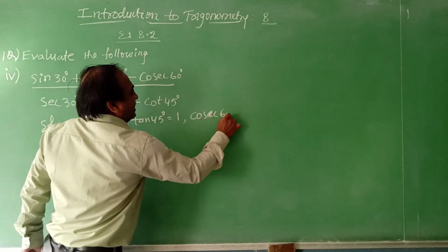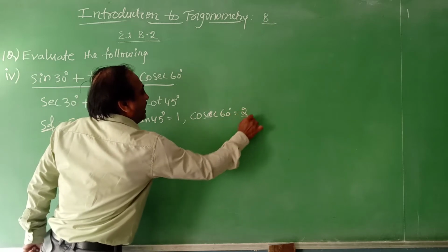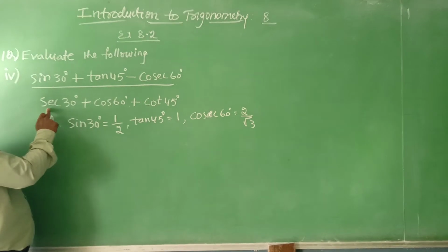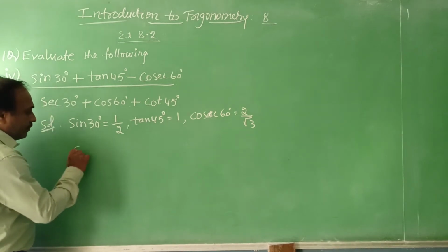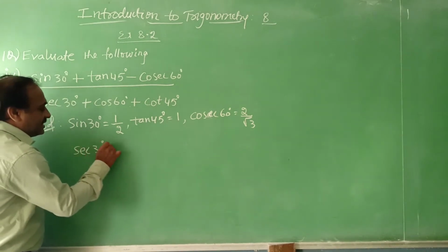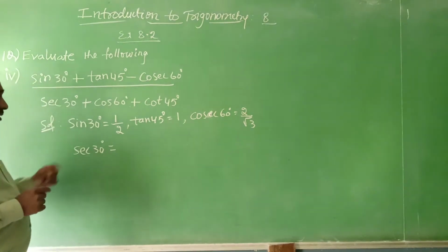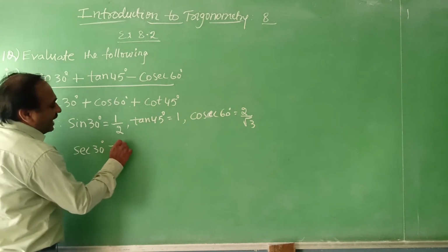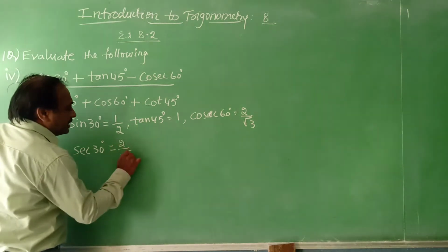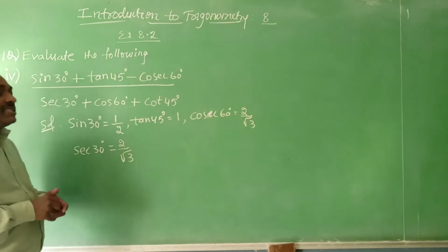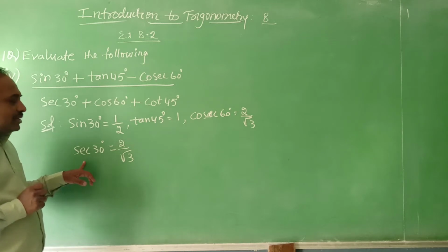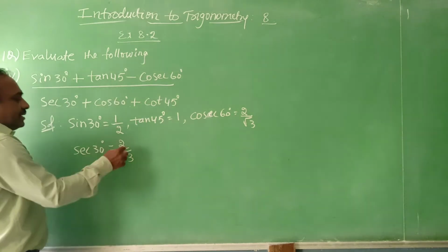Cosecant 60 degrees is equal to 2 by root 3. Similarly, for the denominator, secant 30 degrees is equal to 2 by root 3. Why 2 by root 3? Cos 30 is root 3 by 2, and the reciprocal of that is 2 by root 3.